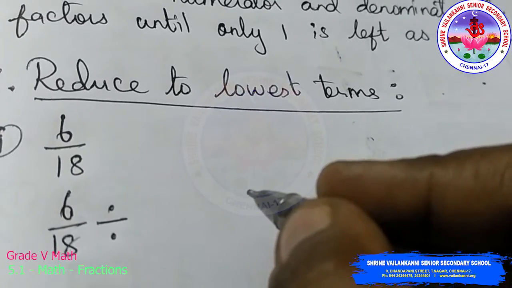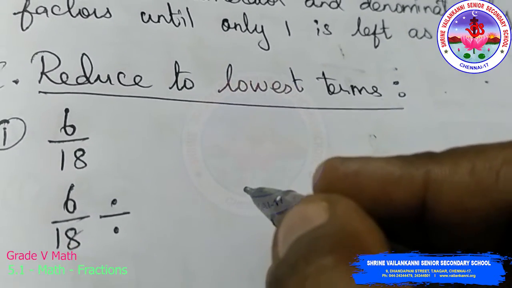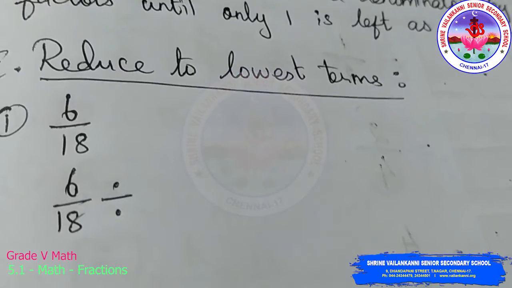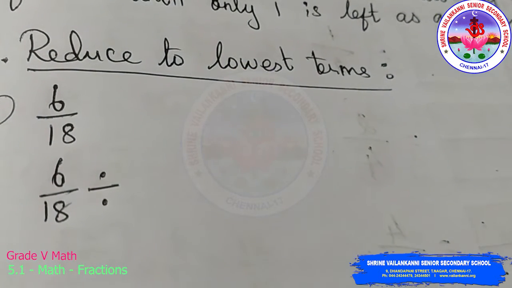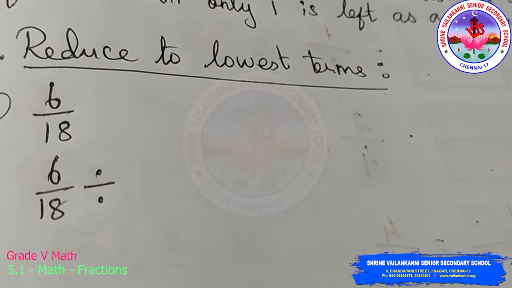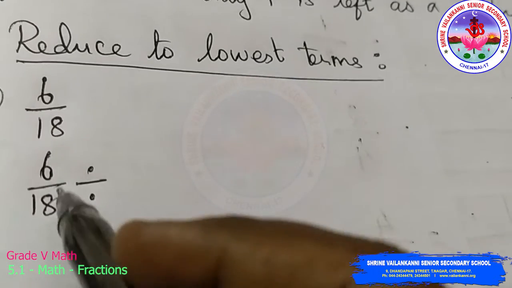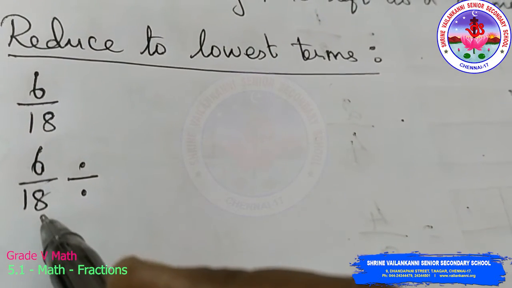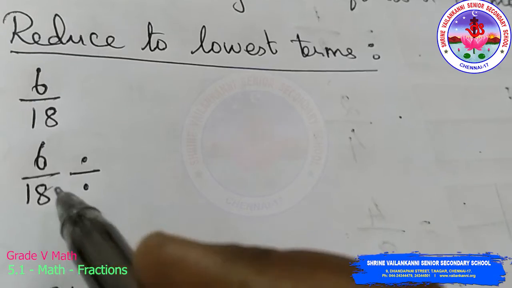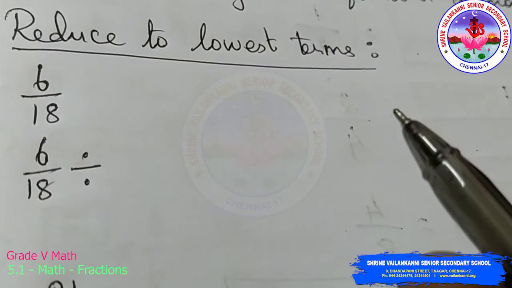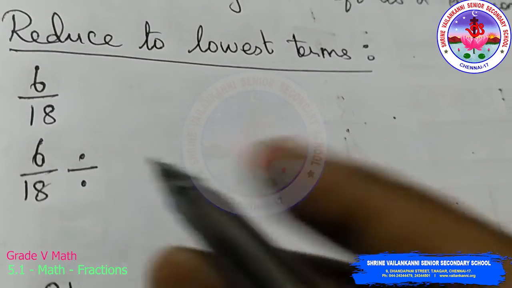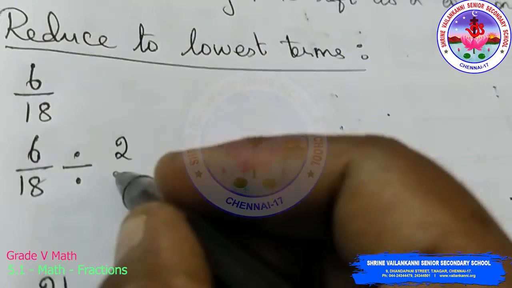Okay, so which common factor can I take? There will be one or two common factors for both numerator and denominator. I can take any factor as a common factor. For 6 and 18, 2 is also a common factor and 3 is also a common factor. So first I'll just take 2.